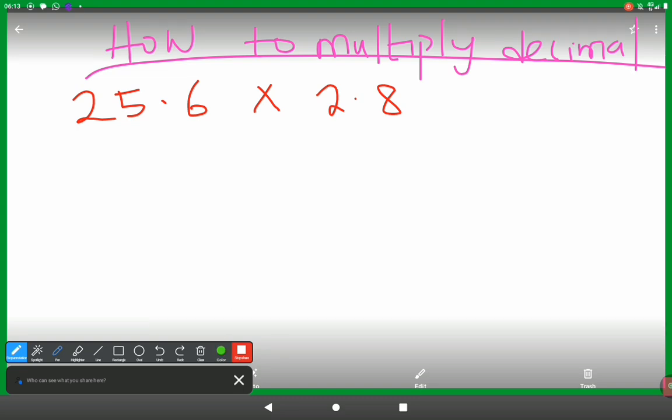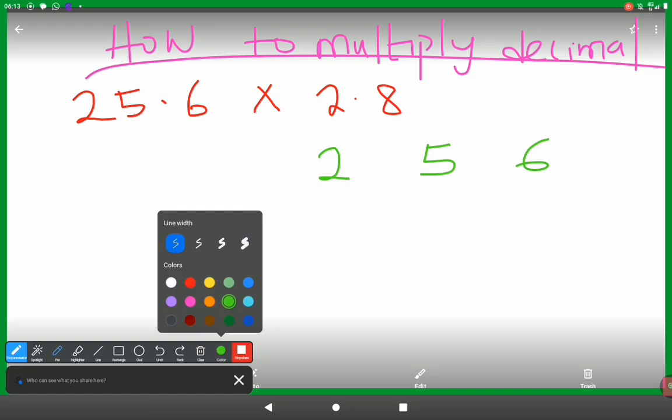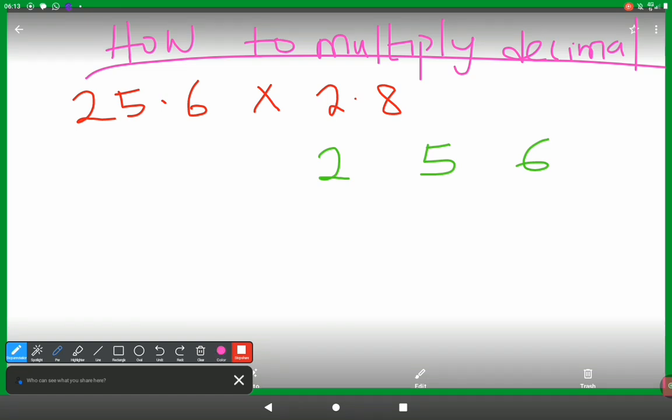So you have to take away the decimal point and write the number down as if there's no decimal point, but take note of the place values. So I'm going to write it as 256. Now I've removed the decimal point there. We don't need it for now. After that, I'll multiply by the other digits, which is 2.8. So instead of writing the 2.8, I'll write it as a whole number as well. That will be 28.